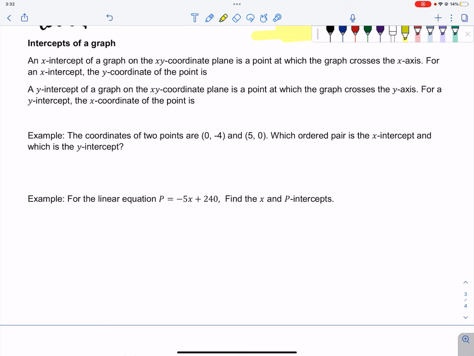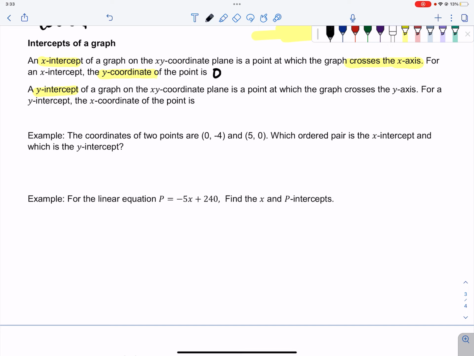The last part of 5.2 that we're going to work through is the intercepts of our graph. Linear functions always have two intercepts as long as it's not a horizontal line. The intercepts are the x-intercept and the y-intercept. The x-intercept is the spot where it crosses the x-axis, and for an x-intercept, the y-coordinate of that point is always 0.